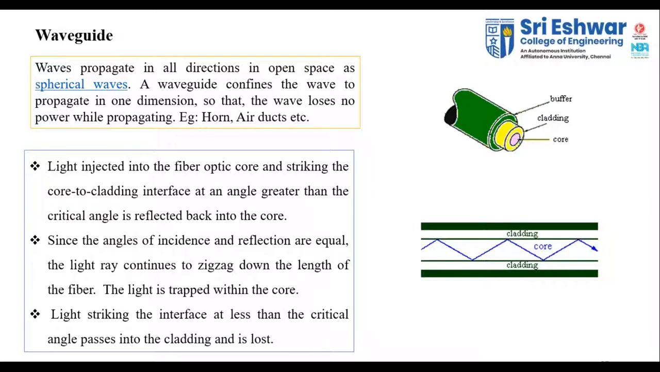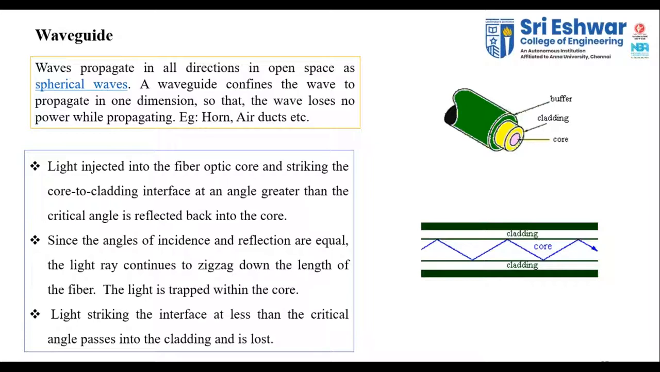Okay, so a wave propagates in all directions in open space, as a spherical wave. A waveguide confines the wave to propagate in one dimension. The example for that is your horn and air guide. In a flute, you are giving some input and getting some output. Both are waves, both are sounds, but depending upon your finger movement on the air ducts, the output varies. That is the example for that one. Okay, good.